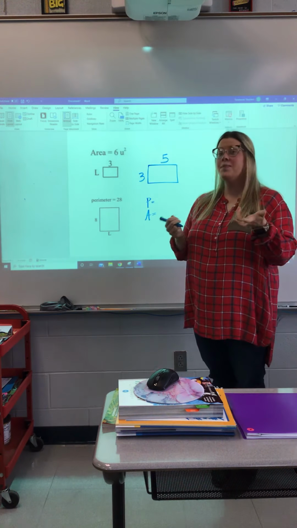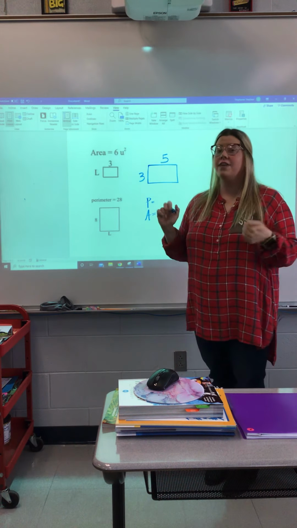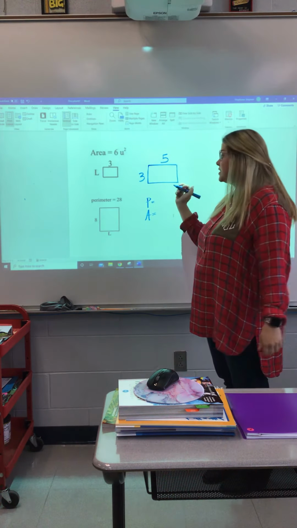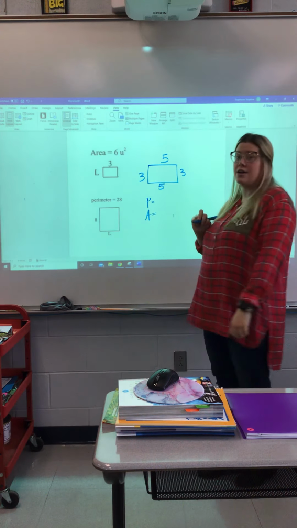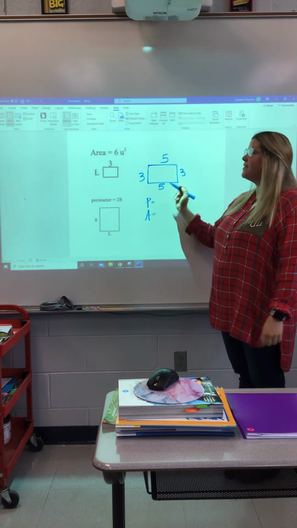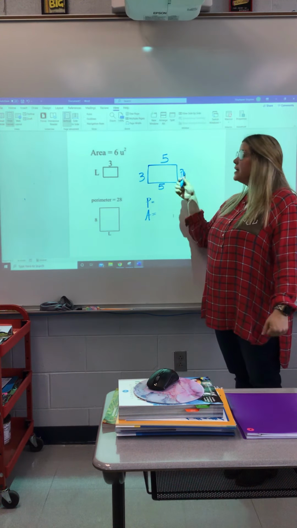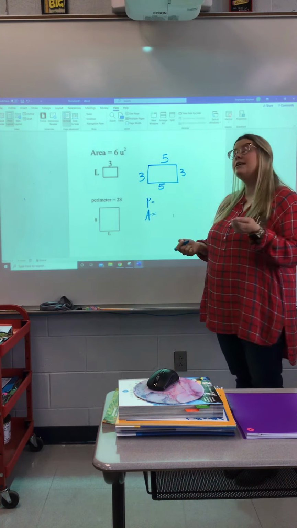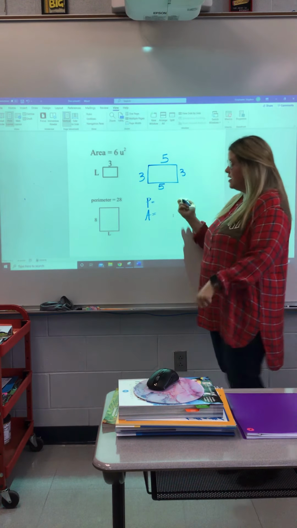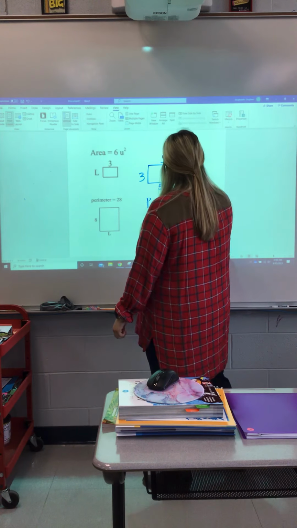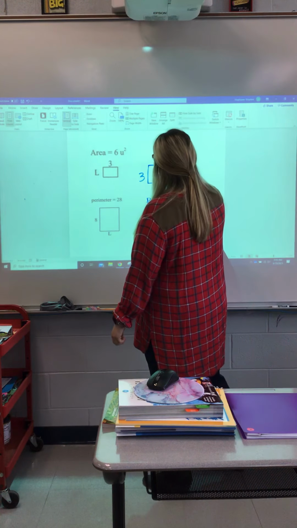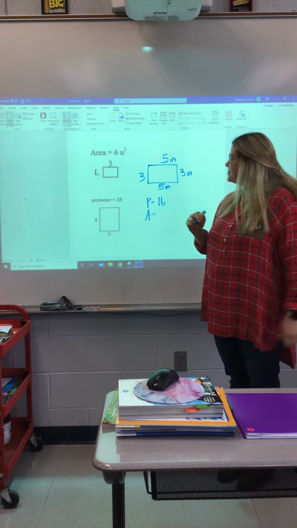Okay, did you figure it out? So first of all, to figure out the perimeter, I need to add all 4 sides. So I need to remember 5 and 3. So 5 plus 5 is 10. 3 plus 3 is 6. 10 plus 6 is 16. So that means the perimeter of this shape is 16 inches. There we go, I added inches.